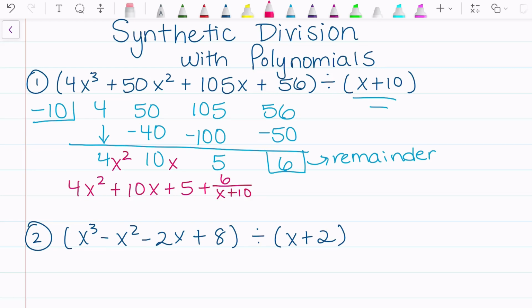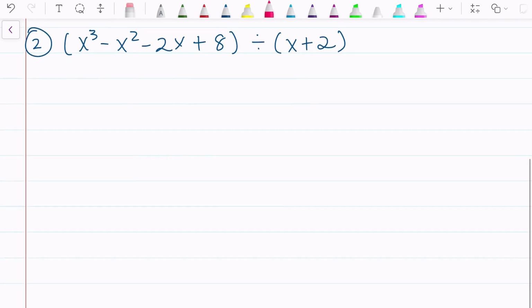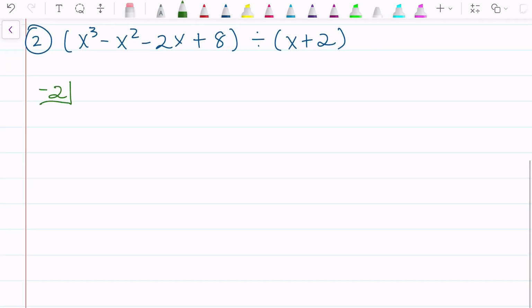All right, the next example, I am going to put negative 2 in the box this time because I'm dividing by x plus 2. So you want to put in the box what would make what you're dividing by be 0. And then I'm going to list out my coefficients. I have a coefficient of 1, of negative 1, of negative 2, and of 8.